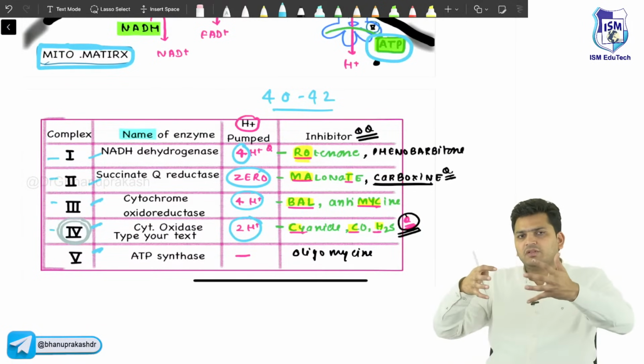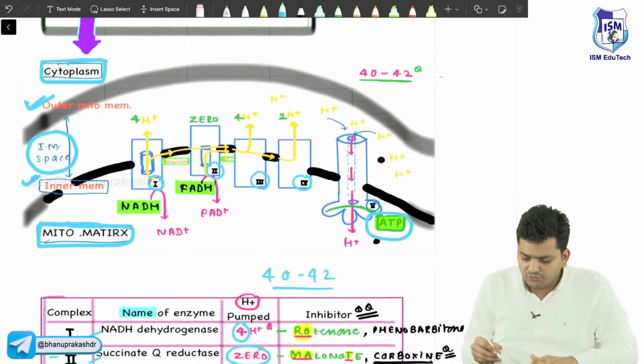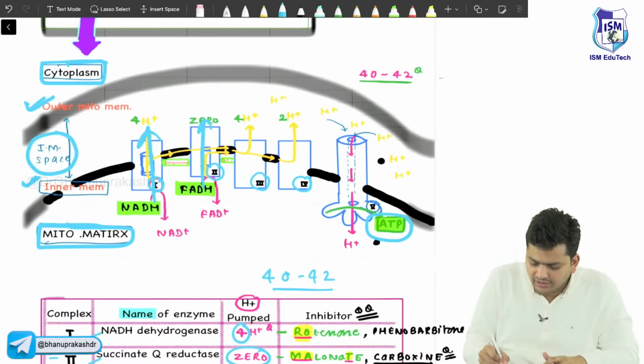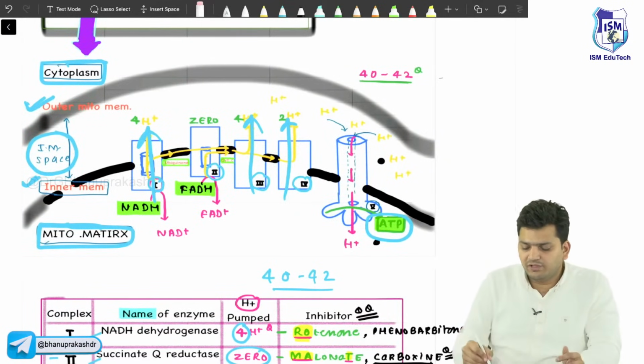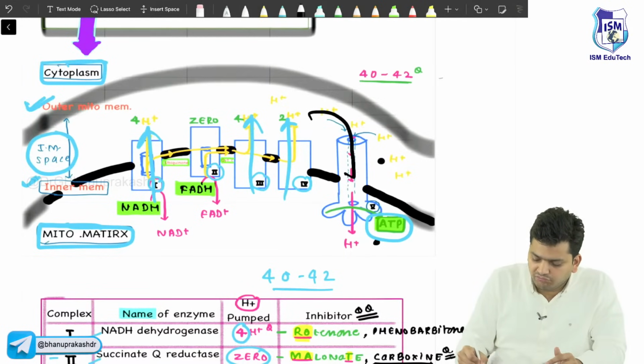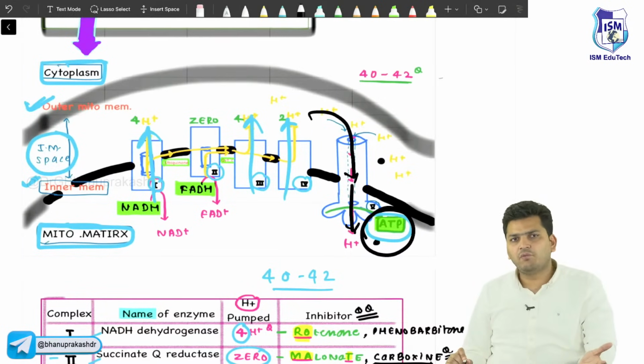All these hydrogens are pumped into the intermembrane space, and all this hydrogen which is getting pumped will start coming back via complex 5, and when they come back, they are going to generate the ATP. This is what we wanted.